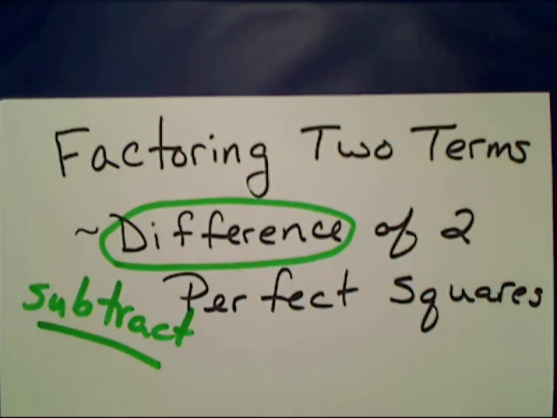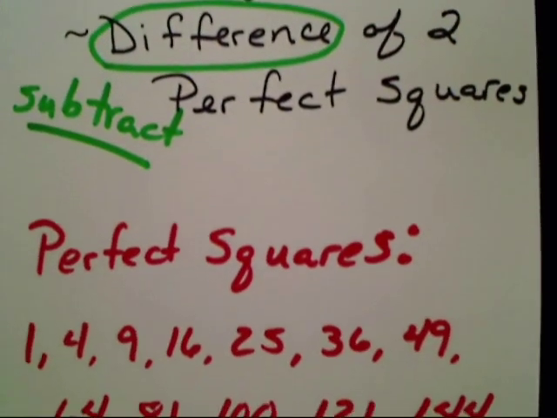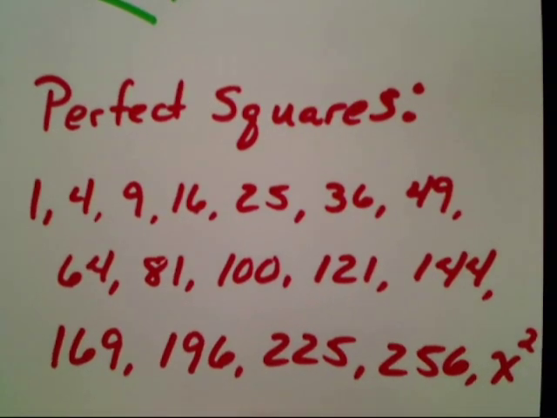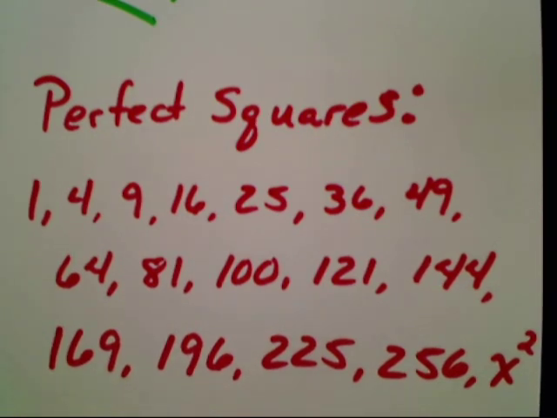Now, what are perfect squares? Well, perfect squares are any number that can be broken down to some number times itself. A perfect square can be written as some number times itself, because any number times itself would make a square, like a 2 by 2 square. Both sides are the same. So here's a list of the first 16 perfect squares that we should probably be aware of. If we're relatively aware of these numbers, looking for the difference of two perfect squares is a lot easier.